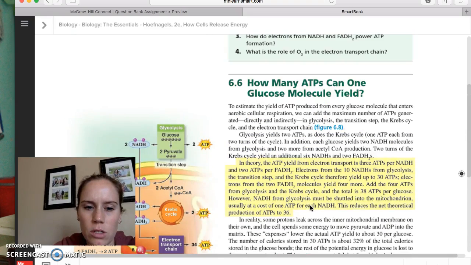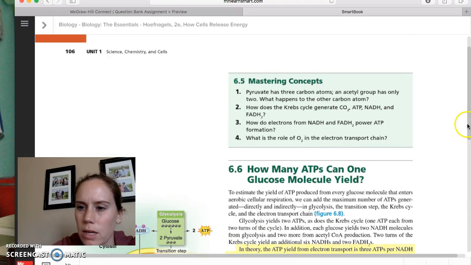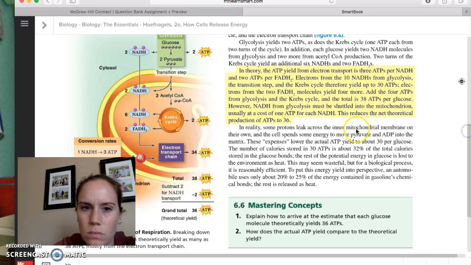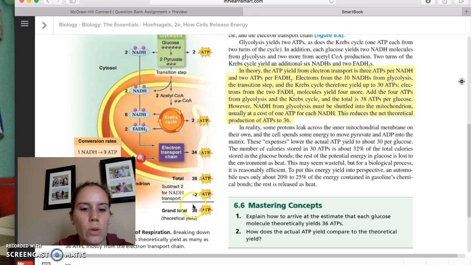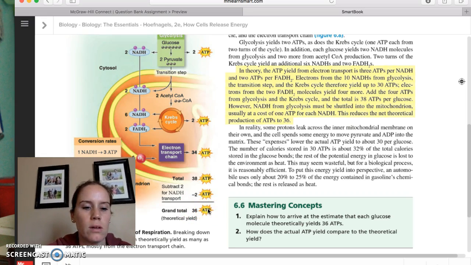Oh, okay, so here's a better breakdown. We're going to get 2 ATPs from glycolysis, you get 2 ATPs from the Krebs cycle, and then you're going to get 34 ATP from the electron transport chain, okay? For a total of 38 ATPs. And then remember, we have to subtract 2 because we're moving those NADHs, so we get a grand total, a theoretical yield of 36 ATP when we're going through cellular respiration, okay?